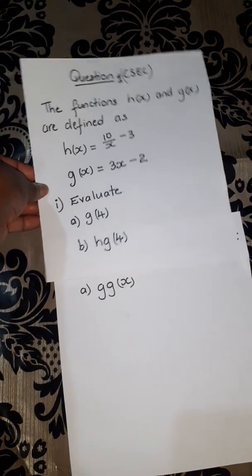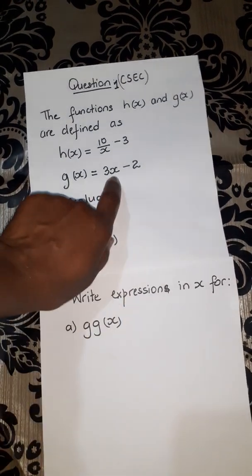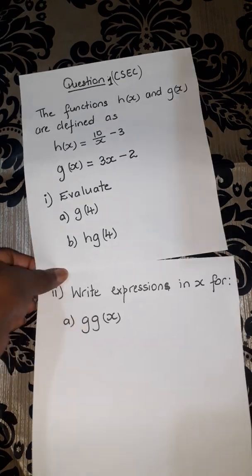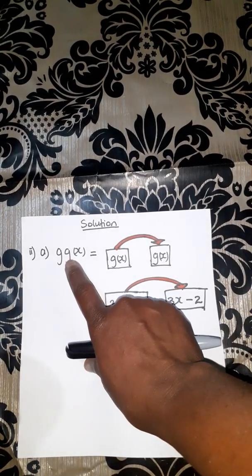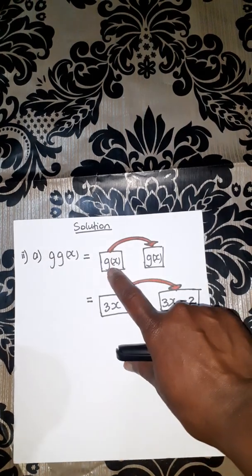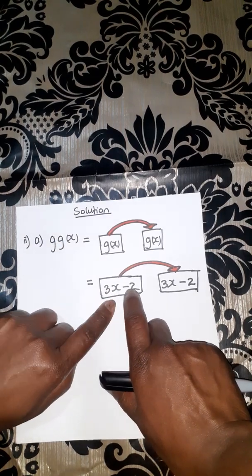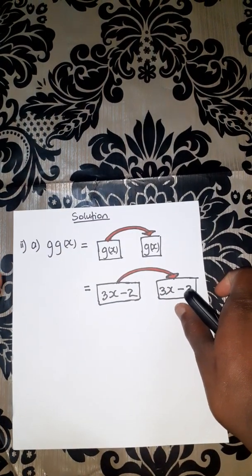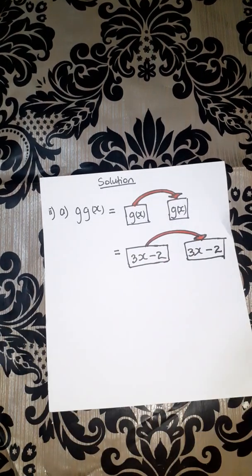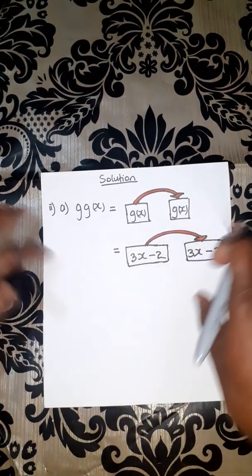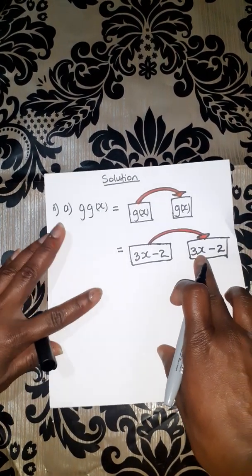It's simple, just like what we were doing earlier. This time we are putting the g back into the g function. If you remember, we are putting what is on the right into the one on the left. So g, literally going into g. g of x is 3x minus 2, and all we're doing is placing 3x minus 2 in the place of x here.